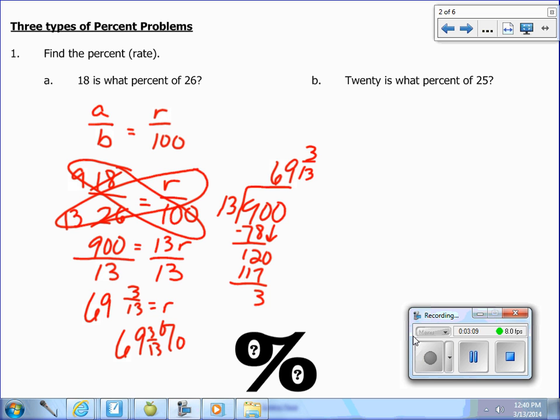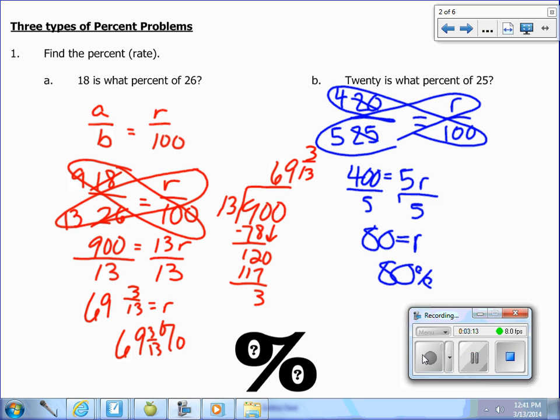So let's set up B. 20 is what percent of 25? Notice we set up 20 over 25 equals R over 100. There are two ways you could do this. You could just look at it mentally and know that 25 times 4 is 100. So 20 times 4 would be 80%. Or you can simplify and do the same thing with equivalent fractions.